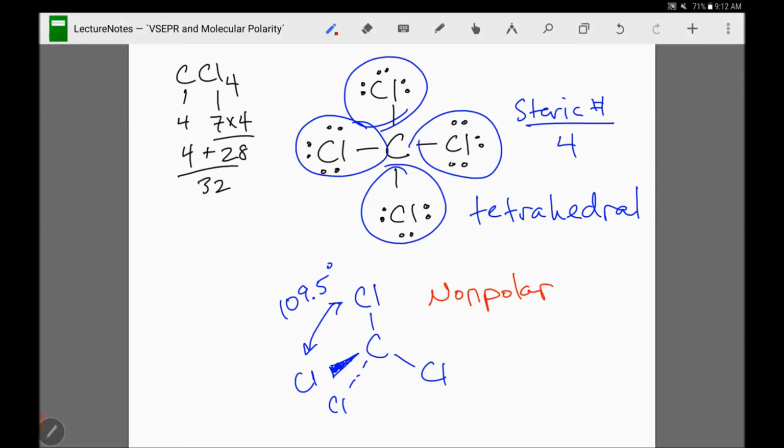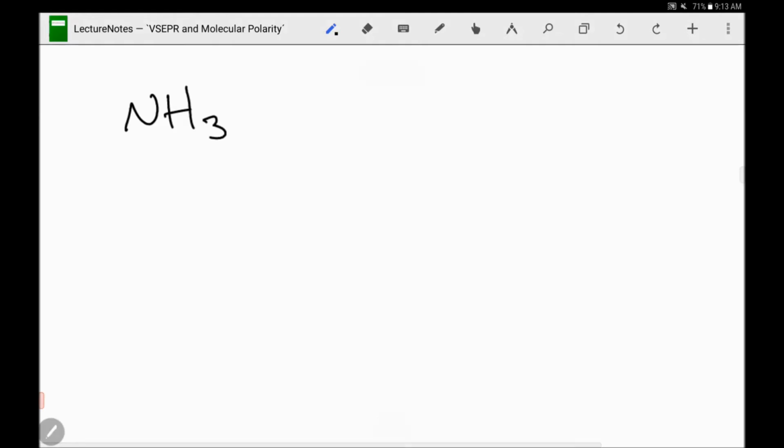It will be nonpolar. Will it always be nonpolar? It will if the outside atoms are all the same. If the outside atoms are all the same, then the vectors will cancel each other out, and the molecule will be nonpolar. If it is polar, it's not the geometry's fault. Or it is the geometry, but it's because all the outside atoms are different. Let's do another one.